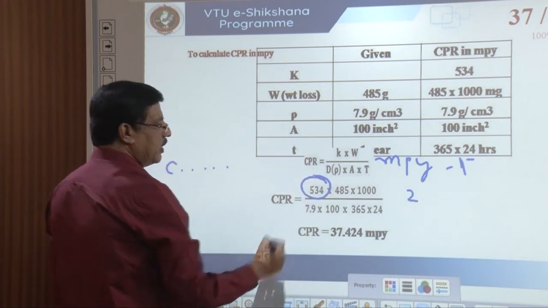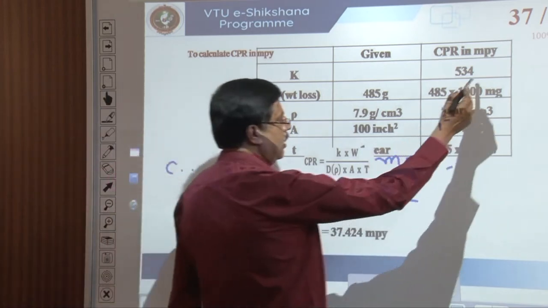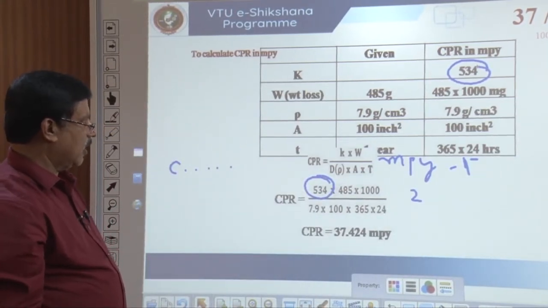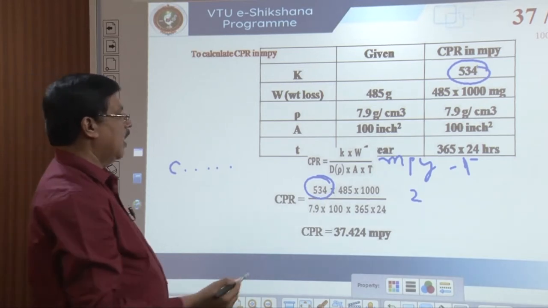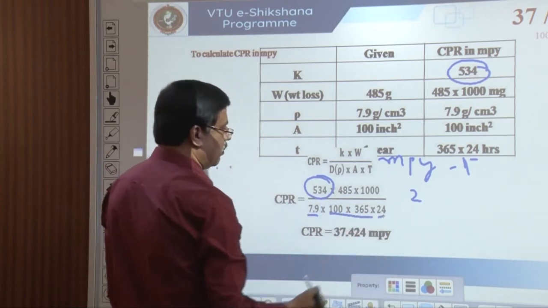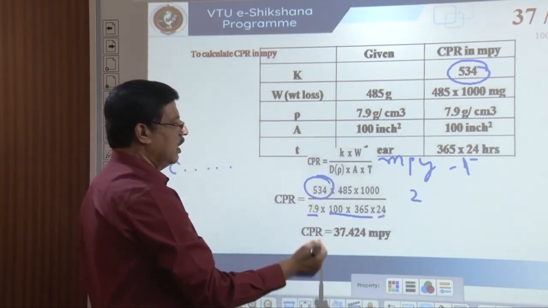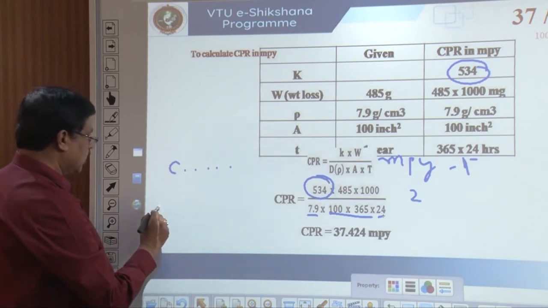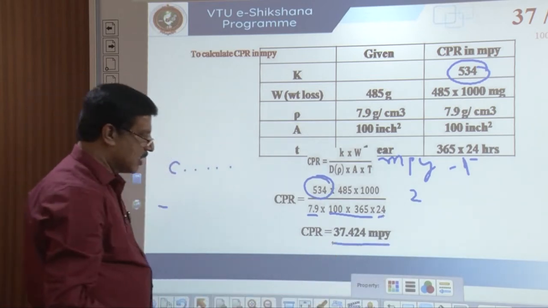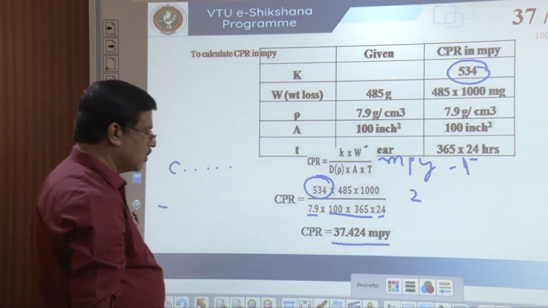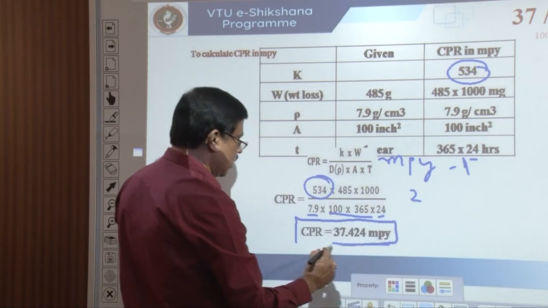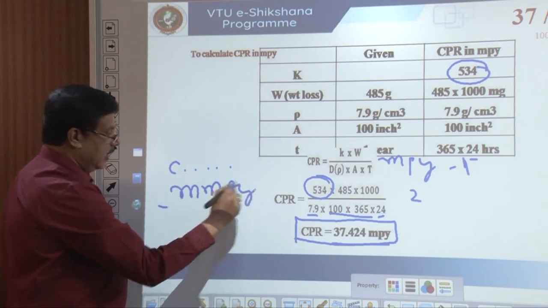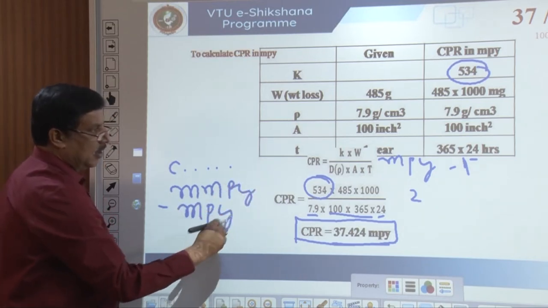And you know that now you are taking 534 constant value because you are going to take the reading in mils. 534 and 485 into 1000 milligram, converted into gram into milligram, sorry, and 7.9, and 100 into 365. A is 100 and 365. First you have to tabulate the readings, then you have to do that. So finally you will get 37.42 mils per year. This is the answer. So now you have completed two numerical problems, both millimeter per year and mils per year.